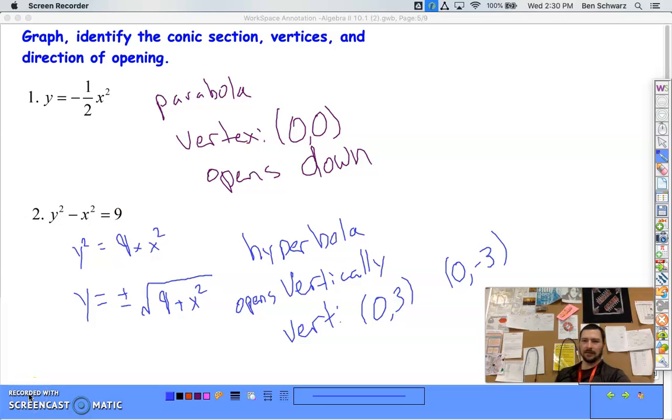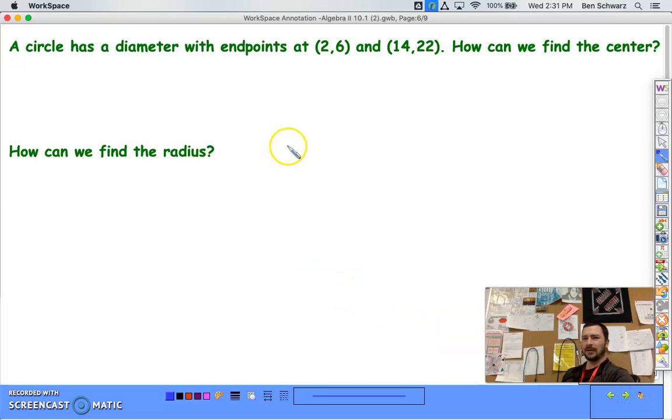Just picking up where we left off here. So going to the next page. Now we're going to talk a little bit more about circles, and this is actually just review from geometry, so that's not too bad at all. A circle has a diameter with endpoints at (2, 6) and (14, 22). How can we find the center, and then how can we find the radius?